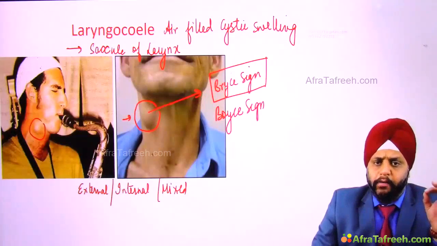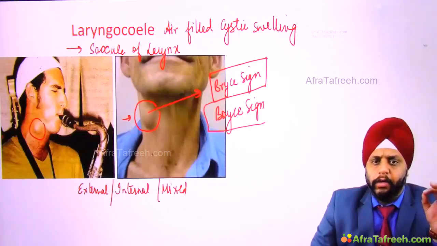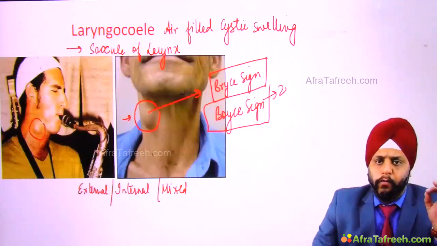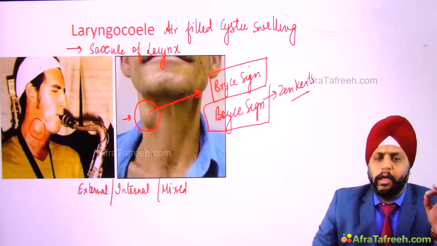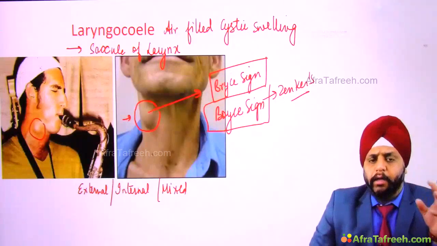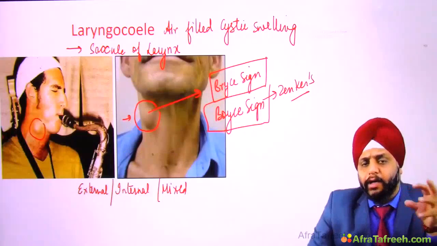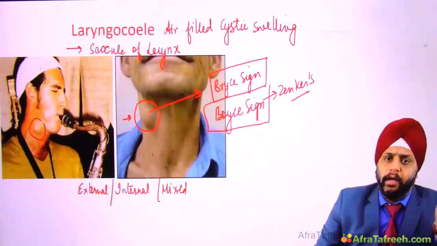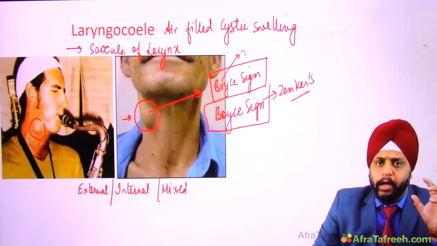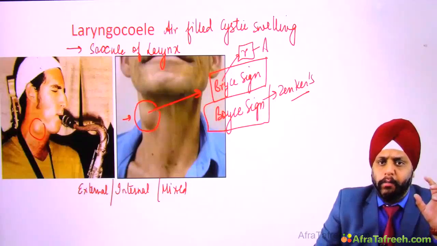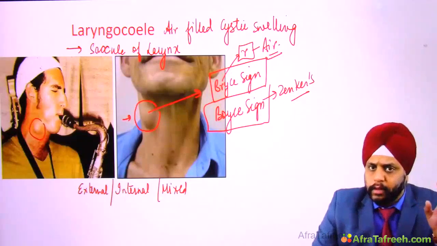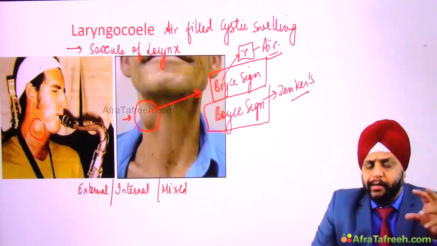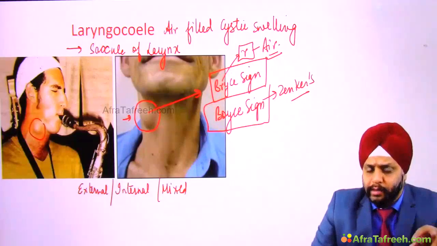Remember, we discussed Boyce's sign in Zenker's diverticulum. We discussed Boyce's sign, that was the gurgling sound of fluid escape. And Bryce sign is the gurgling sound of air escape, R. Remember R? You can remember R for air. So Bryce sign is seen in laryngocele.